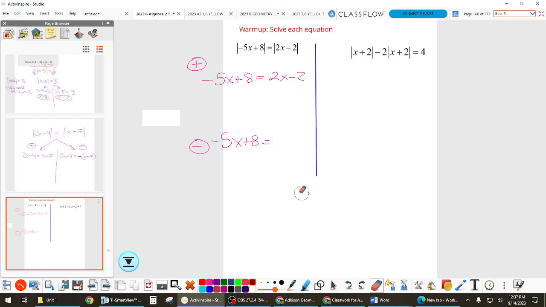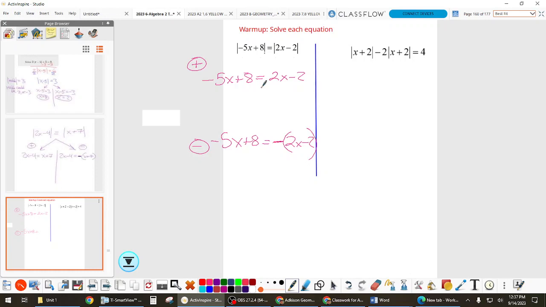I'll just rewrite it. I don't want this to happen. If you just stick your negative there and then 2x minus 2, do you see how only the 2x got switched? But if we put this in parentheses, now it's negative 2x and plus 2. That's how it needs to be, because it's opposite of both.